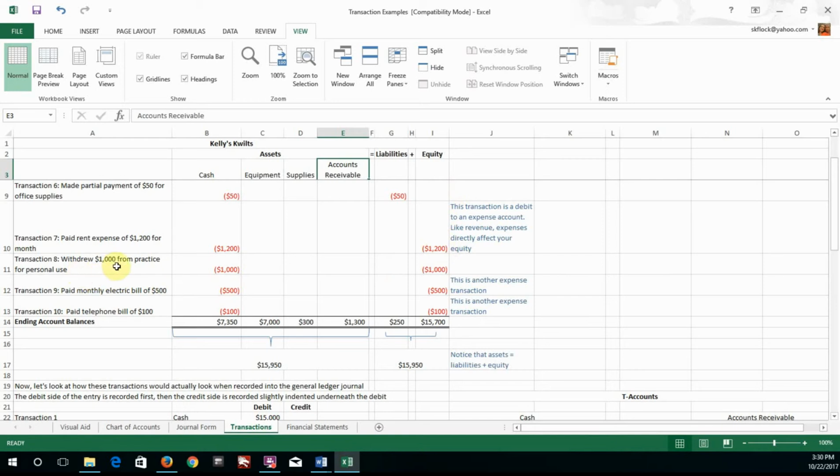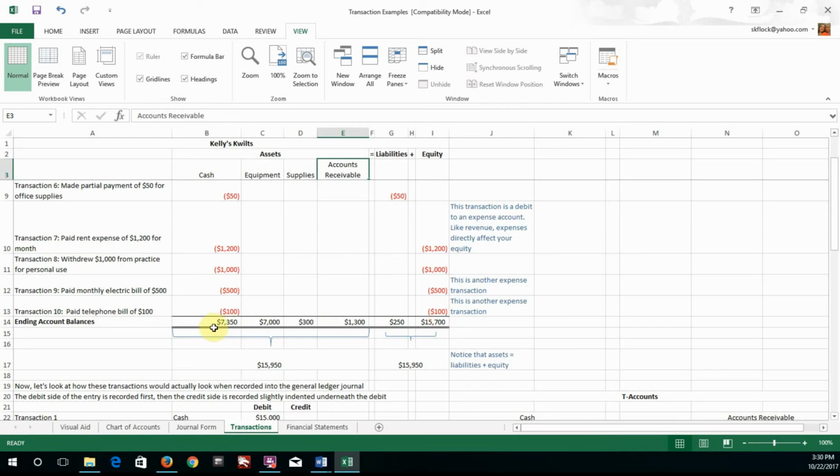Here I'm withdrawing $1,000 from the company for my personal use. So I'm reducing my cash. I'm reducing my equity. We paid a monthly electric bill, so we reduced our cash. We reduced our equity. This is your credit. This is your debit. You paid a telephone bill for $100. Again, we reduced our cash with the credit. We increased our expenses, which reduced our equity with this debit.